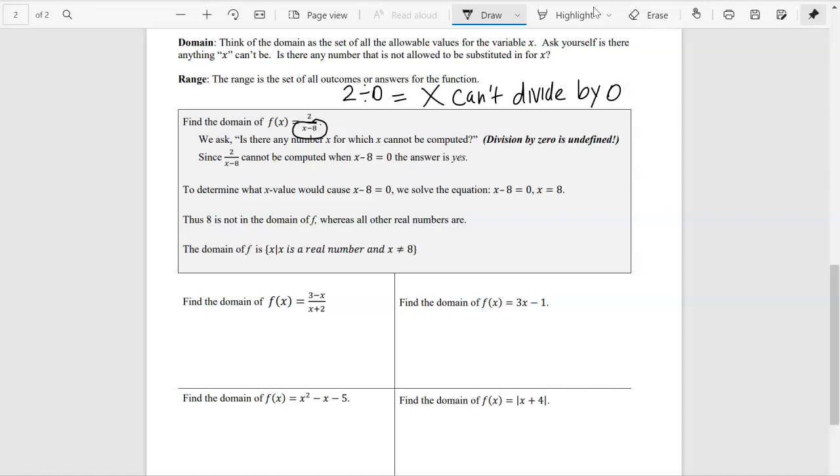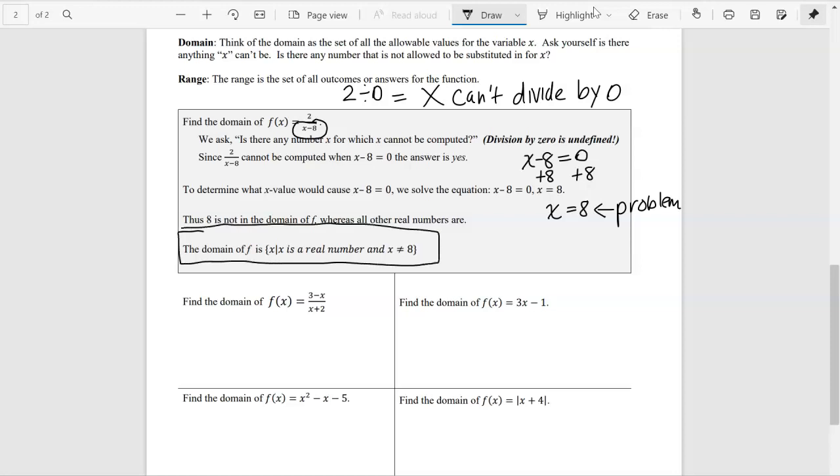So if we look at x minus 8, we want to ask ourselves, when is it equal to 0? Because there's going to be a problem there. If we add 8 to both sides, x is equal to 8, this is a problem. X can't be 8, because if you go up here and say 8 minus 8, we would get 0, which is not allowed. So when they write the domain, they say the domain of f is x, this line right here means such that, x is a real number and x is not equal to 8.